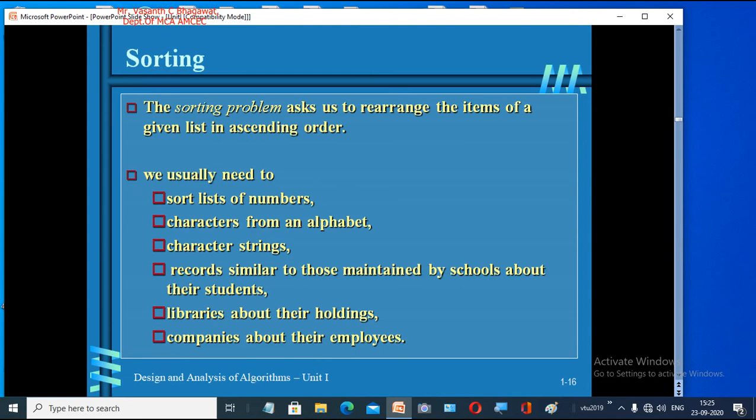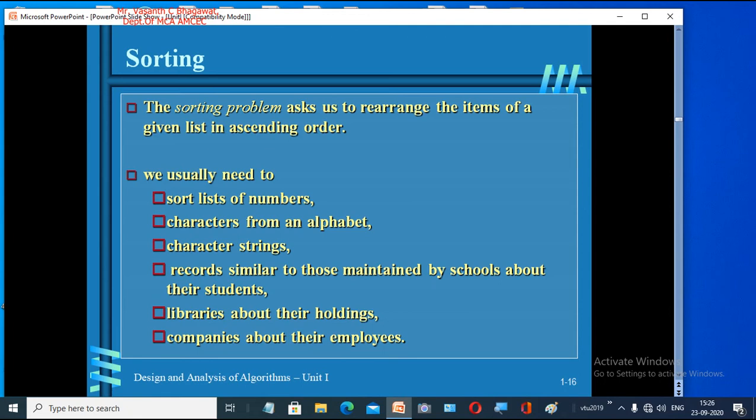So let us start with sorting. Now you know what a sorting process is. The sorting problem is nothing but rearranging the elements or items in a given list in some order, right? The order can be either ascending or descending. So you have a list or an array with some items, and you arrange these items in some order. This problem we call the sorting problem.